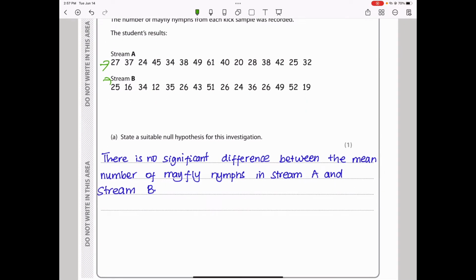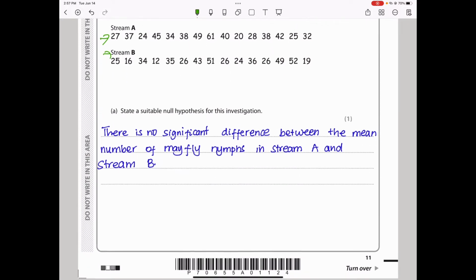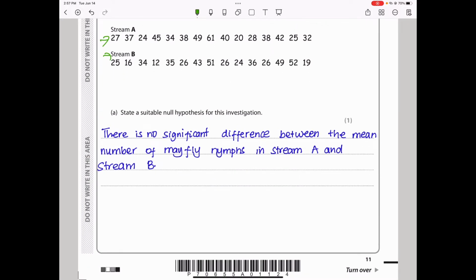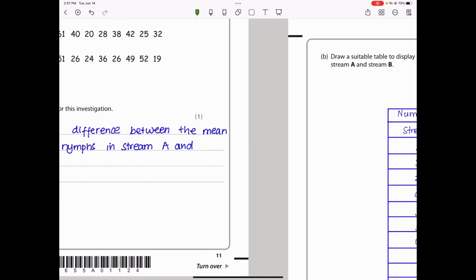The first question says, state the null hypothesis for this investigation. This is a comparison. So if we know that in some part of the water there is pollution and the other there is no pollution, it means we are trying to show that there is no significant difference between the mean number of mayfly nymphs in stream A as well as stream B. So this is determining if there is significance between the mean numbers, not just the numbers, the mean numbers, because experiments have to be repeated and the mean has to be found so that we can determine significance using the mean number. Please learn how to state the null hypothesis, because this question comes almost in every Unit 6 paper. They'll ask you to state the null hypothesis.